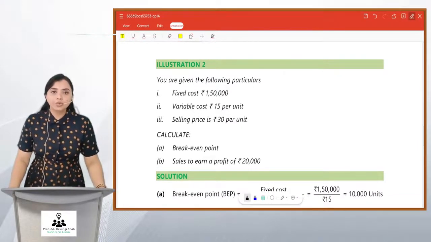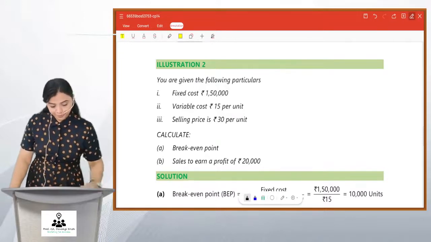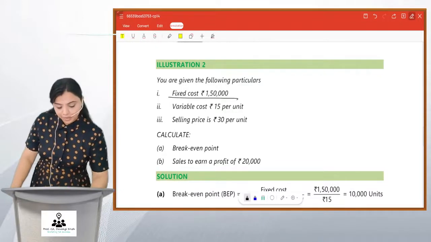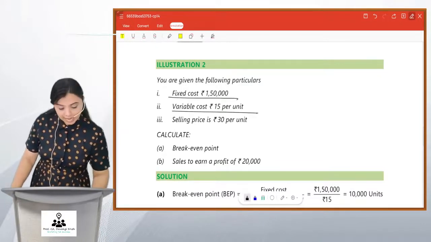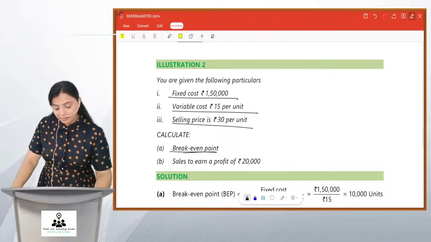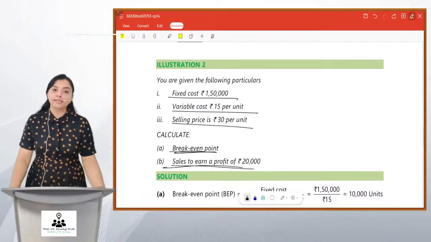Now we move on to illustration number 2. You are given the following particulars. Fixed cost is 1,50,000. Variable cost is 15. And selling price is 30. Okay. Calculate BEP and sales to earn profit of 20,000.